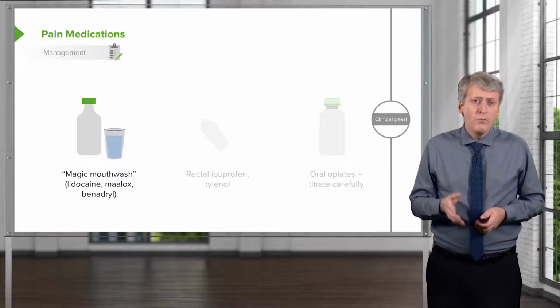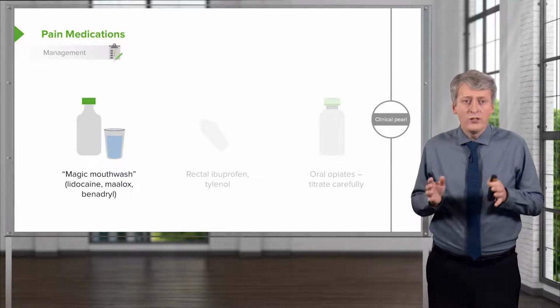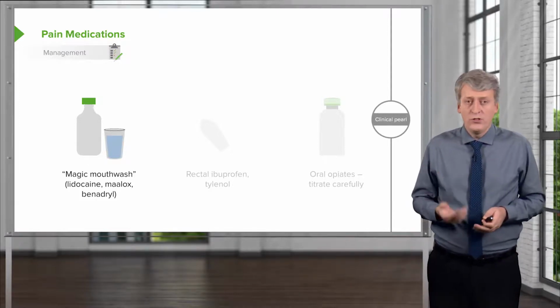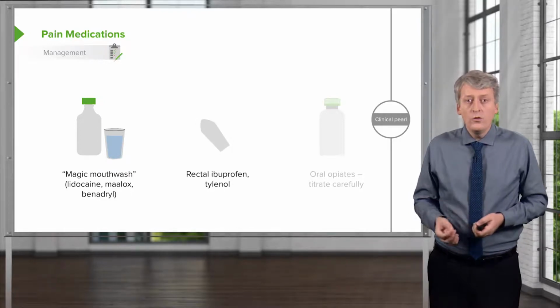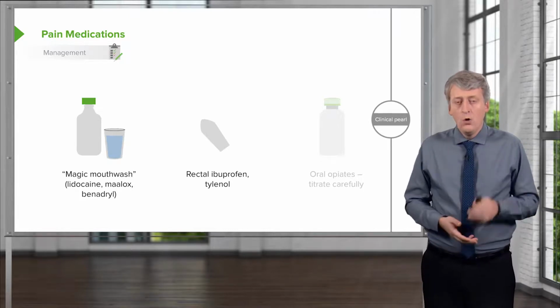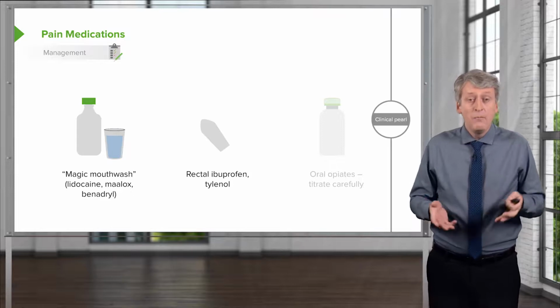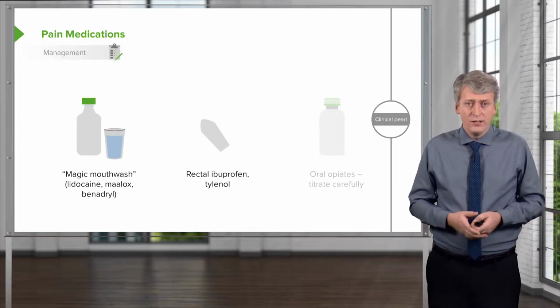Again, we'll treat them with that magic mouthwash, which is an equal mix of viscous lidocaine, Maalox, and Benadryl. They shouldn't swallow it, they should spit it out. We don't want them to ingest too much lidocaine. That can cause arrhythmias. We may use rectal ibuprofen or Tylenol. This is a neat trick. We can take liquid ibuprofen and Tylenol and squirt it into their rectum because they won't want to be swallowing pain medicines. That can be very effective.